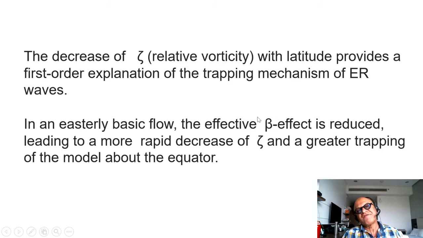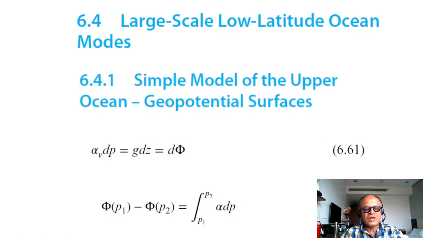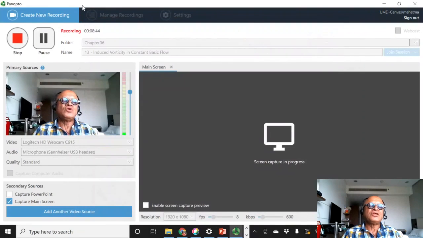We said before that beta effect is the restoring force, right? That's what keeps the equatorial trapping and gives you the vorticity dynamics. That's the planetary vorticity gradient. So when you displace a column, you're going to induce relative vorticity. So the easterly flow essentially weakens the beta effect and provides a greater trapping of the ER about the equator, and the westerly flow will work the other way and reduce the trapping.